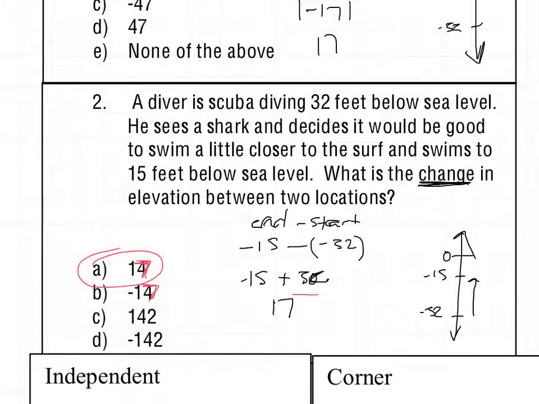Alright, so let's look on over at our aim for today. Alright, today's aim: Kipsters will be able to add and subtract positive and negative rational numbers.